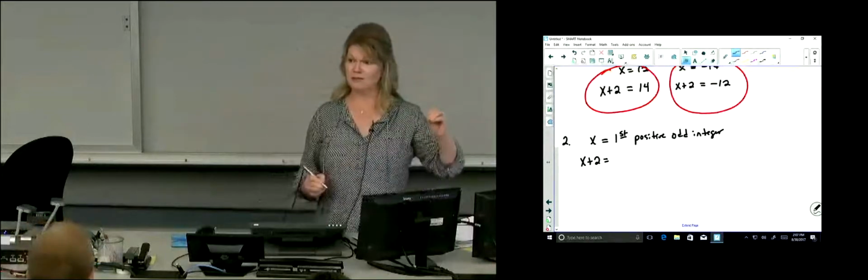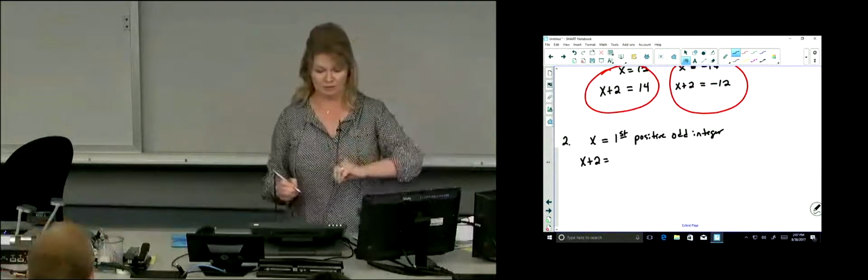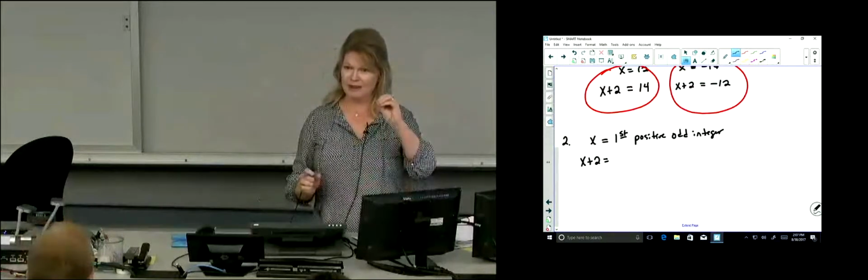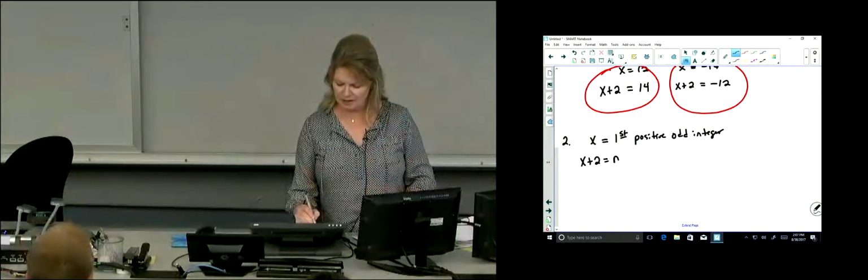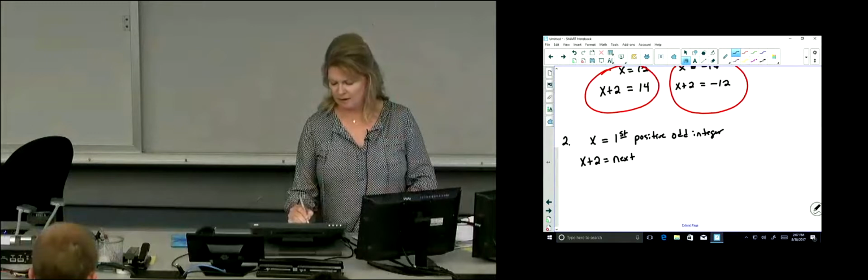If the first one is even, to get to the next even, I still add 2. So it all depends on how you define that first variable. Okay? So x plus 2 is your next positive odd.